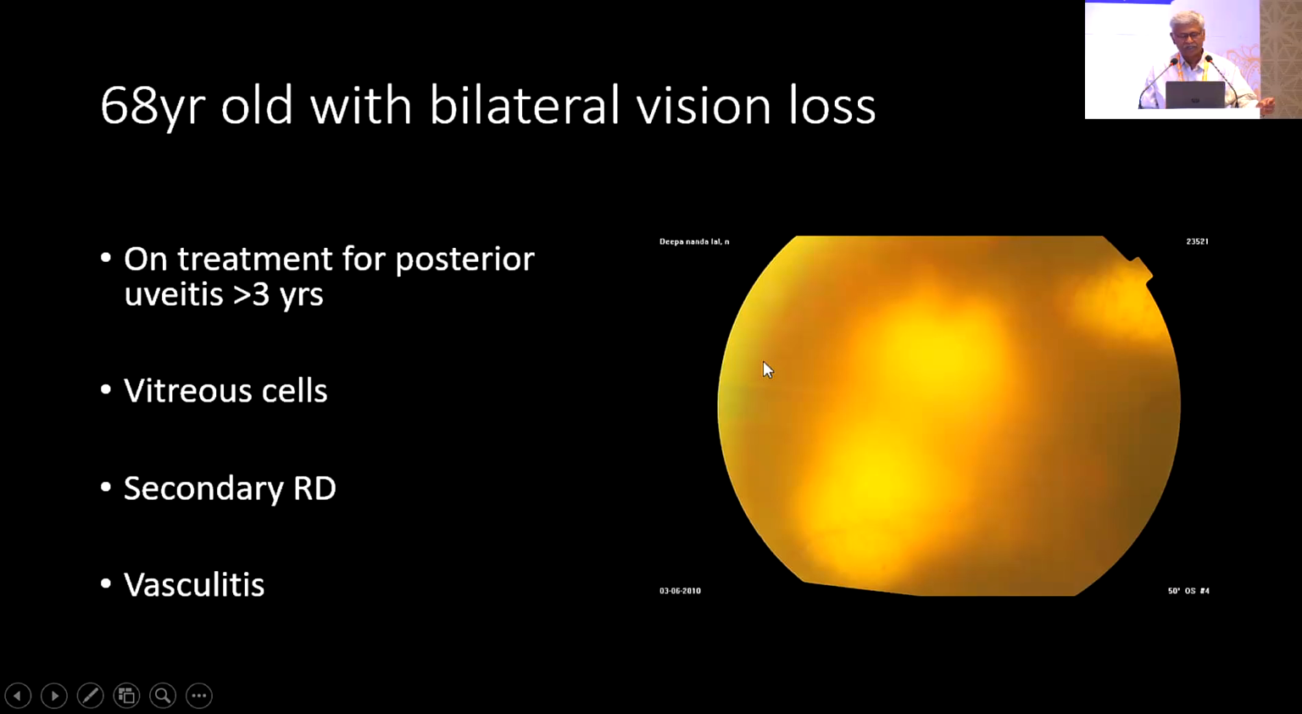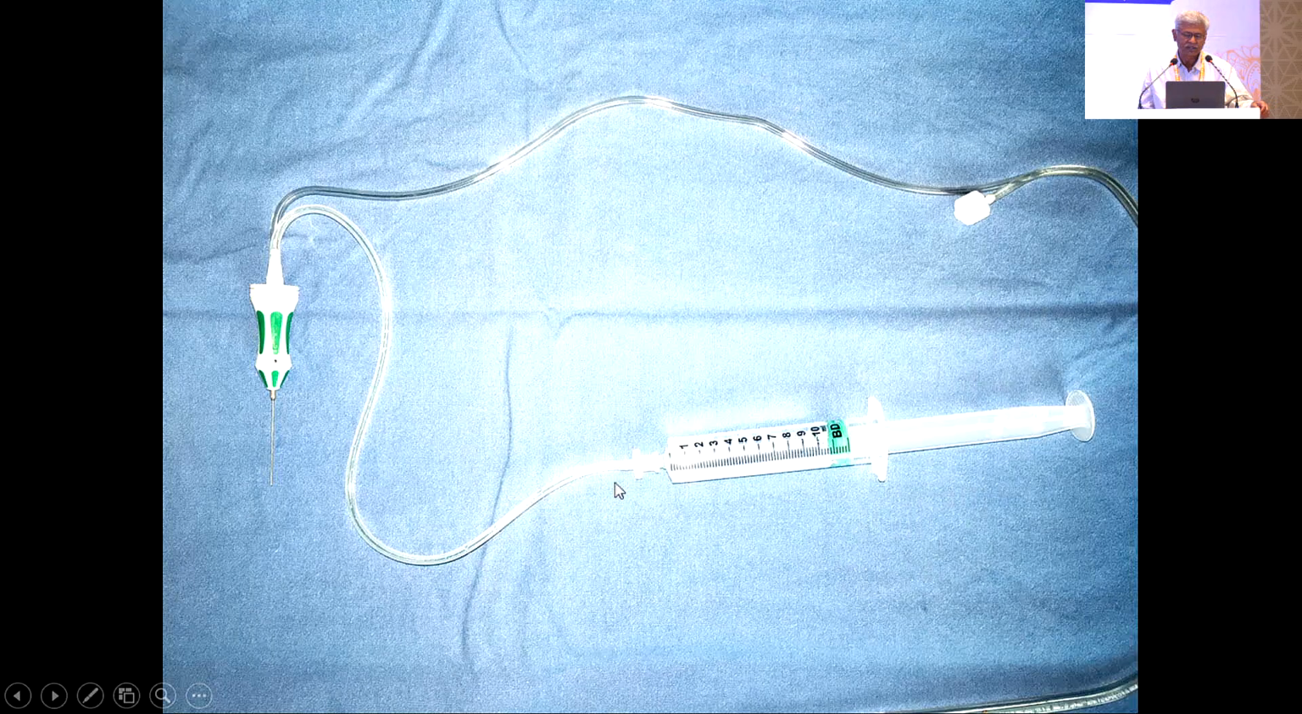But more often they present like this. This is a 68-year-old with bilateral vision loss who has been on treatment for posterior uveitis for 3 years. That's usually the history. The lymphoma is very difficult to diagnose. They will have vitreous cells, secondary retinal detachment, and vasculitis. But usually we do a biopsy. So a simple syringe connected to the vitreous cutter is good enough to take a biopsy of the vitreous and then send it for cytology.